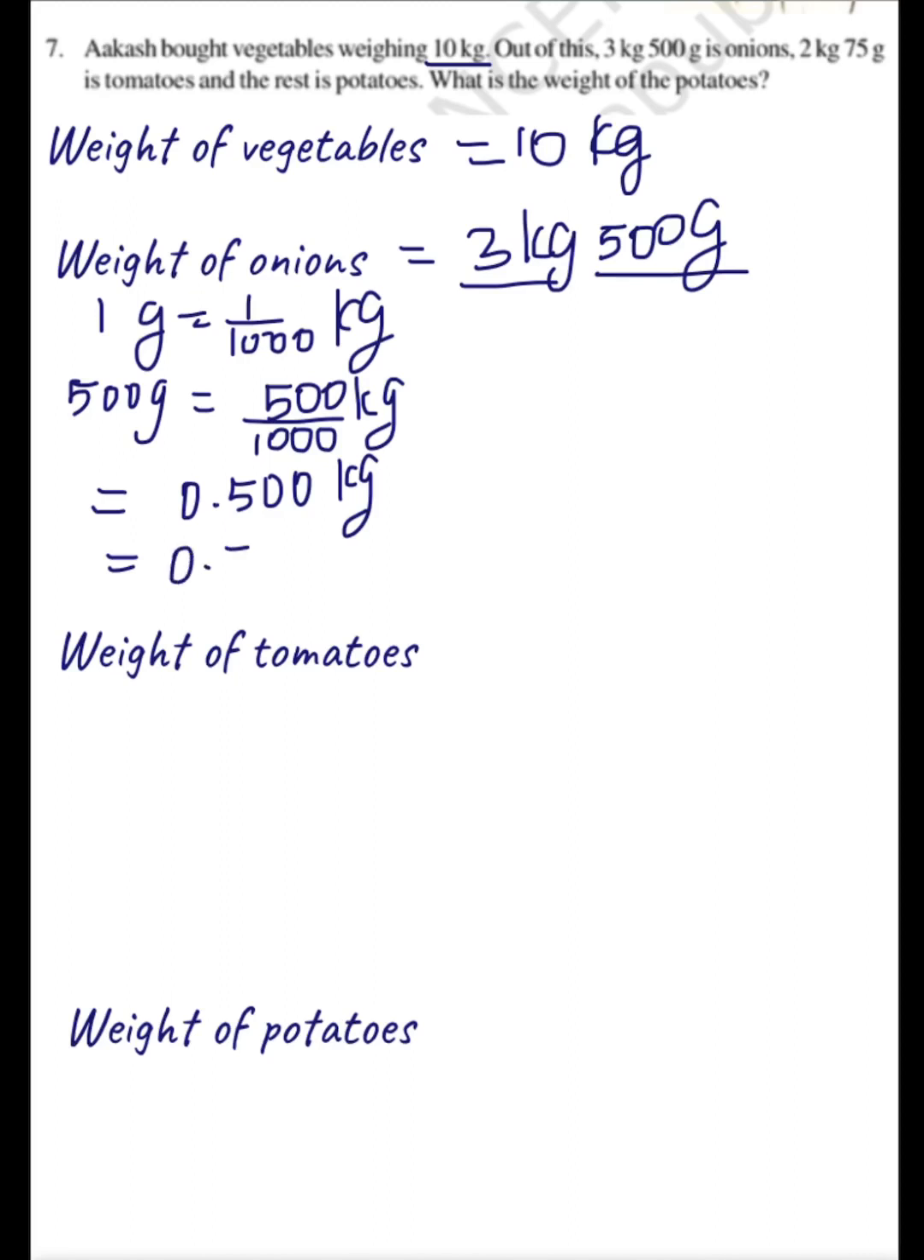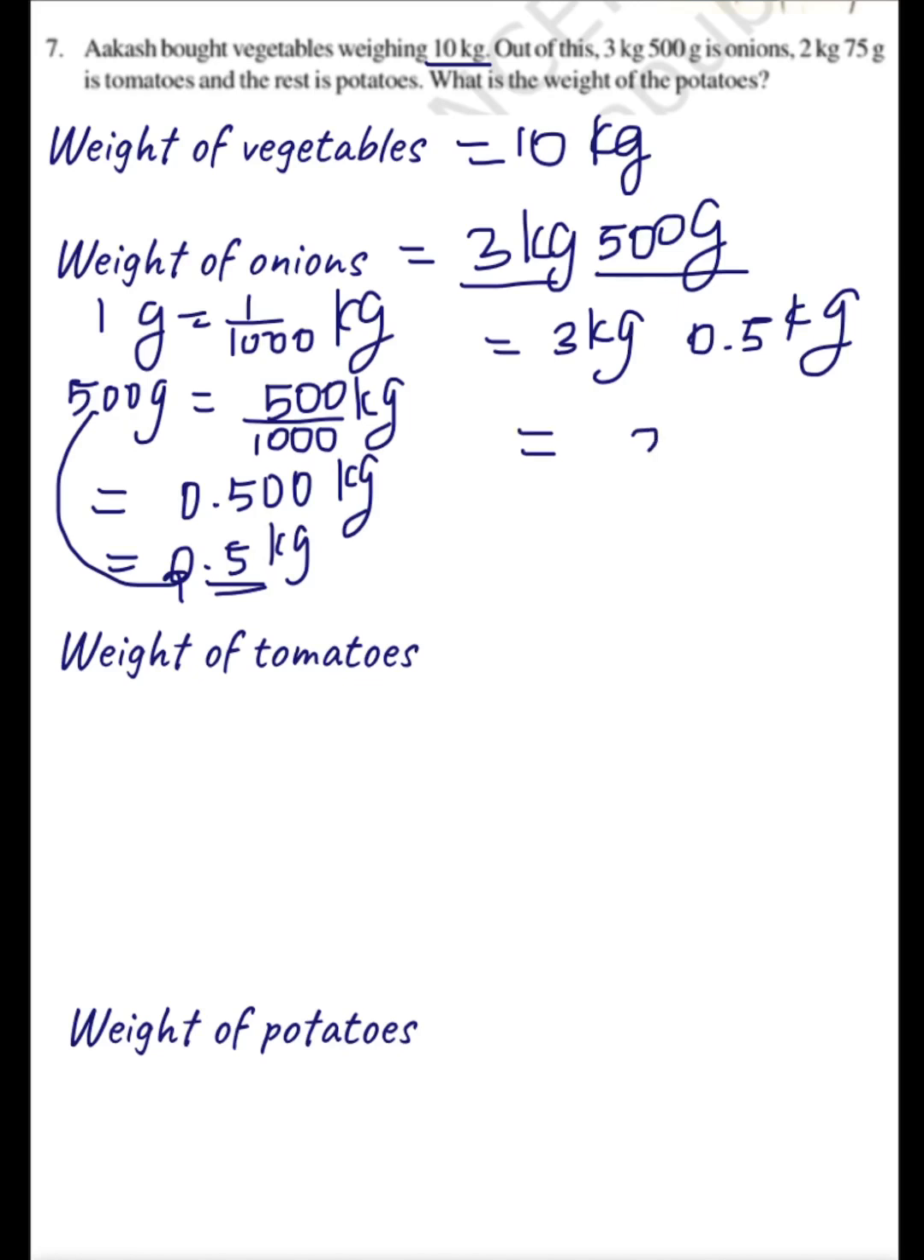0.500 kilogram. So what is 0.500 kilogram actually? It's 0.5 kilogram. In the question it's 3 kilogram 500 gram, so we have converted the 500 gram to kilogram, that is 0.5 kilogram. So these two things in total, how can you write? You can write it as 3.5 kilogram. So weight of onions is equal to 3.5 kilogram.